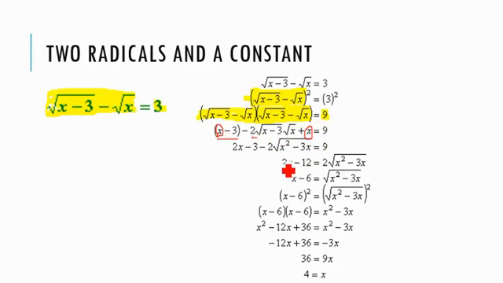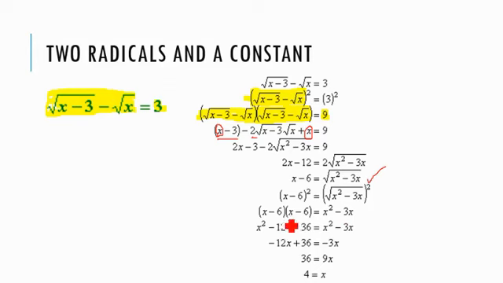Now I have one radical, so I can take everything that's not in the radical and move it over to the other side. So now I have 2x minus 12 equals 2 times the square root of x squared minus 3x. I divide each side by 2. I'm left with x minus 6 equals the square root of x squared minus 3x. And from here, it's what we learned in a previous lesson. We're going to square both sides. This radical will disappear now because it's the only radical.